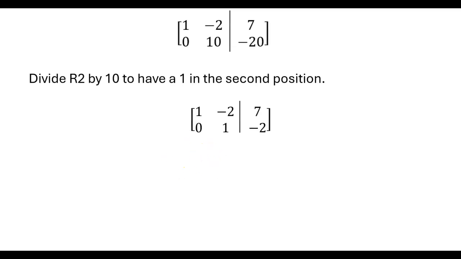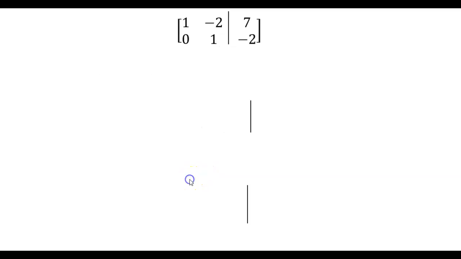At this point, row 1 stays the same, 1, -2, and 7. When I divide row 2 by 10, I now have the line 0, 1, and then -20 divided by 10 gives me a -2. Row 2 is now exactly where we want it. We have a 0 in the first position, a 1 in the second position. So now we have to work back to remove that -2 from the second position of row 1.